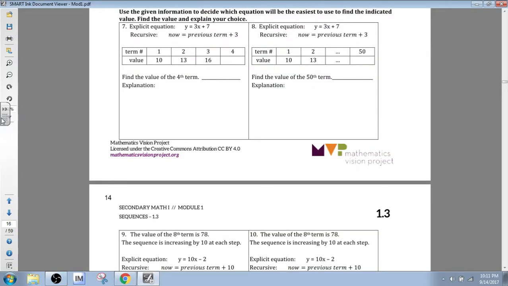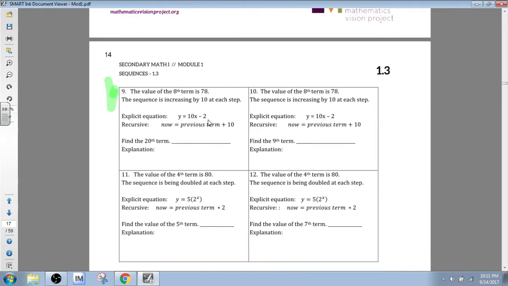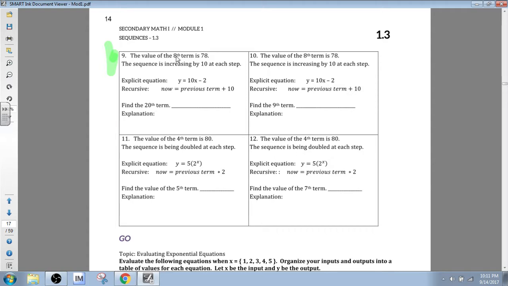Let's talk about what's going on here. I was asked about these problems right here. It says use the given information to decide which equation will be the easiest to use to find the indicated value, and then find that value. So the value of the eighth term is 78, and the sequence is increasing by 10 each step, and we're given the explicit and the recursive. So what would be easier to find the 20th term? How would this work?